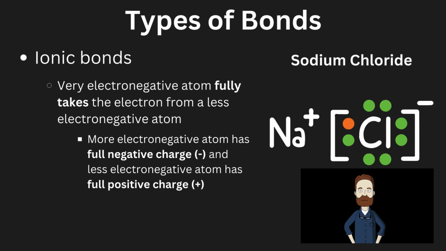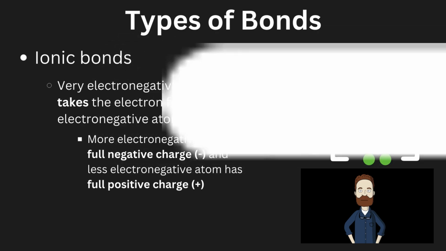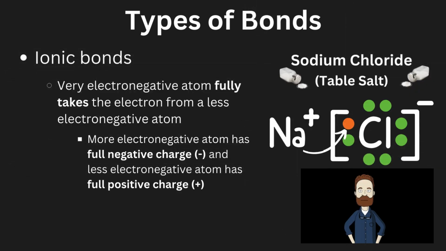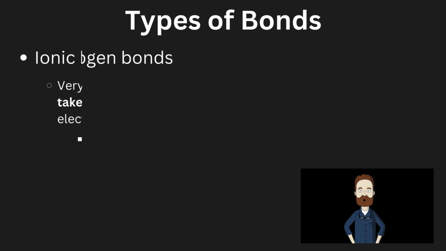Take sodium chloride, or table salt, for example. The chlorine, or Cl, fully takes an electron from sodium, or Na, to create these full positive and negative charges. So now they would be Cl minus and Na plus. This is the strongest interaction out of the ones that we'll discuss.